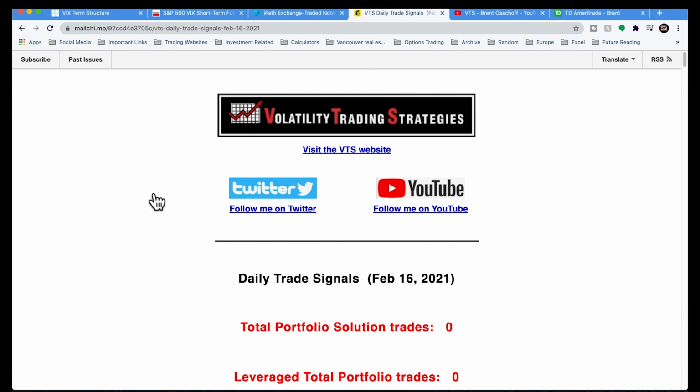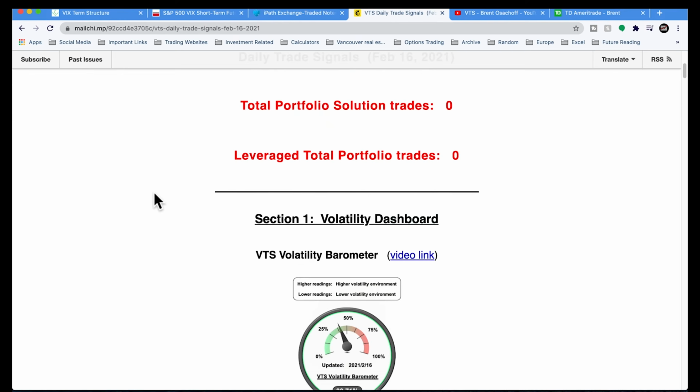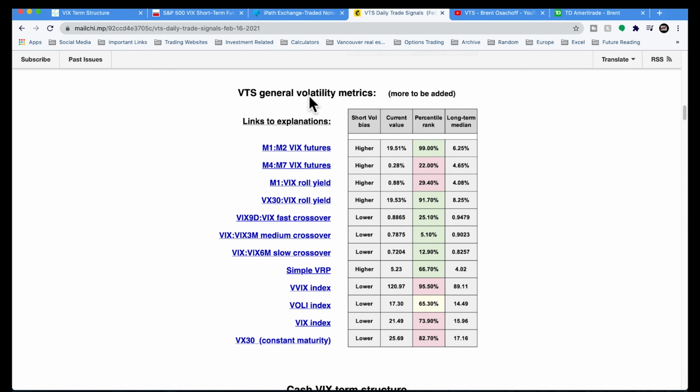So this is my daily email from just today. Of course, these are using intraday values. But in our volatility dashboard, you can see, this is the general metrics. There's that M1, M2 VIX futures, 19.51, 99th percentile. So clearly, all out green light short vol. It's the best time, one of the best times in history to be short vol. But of course, the M1 is expiring and these numbers are completely going to be changing tomorrow.